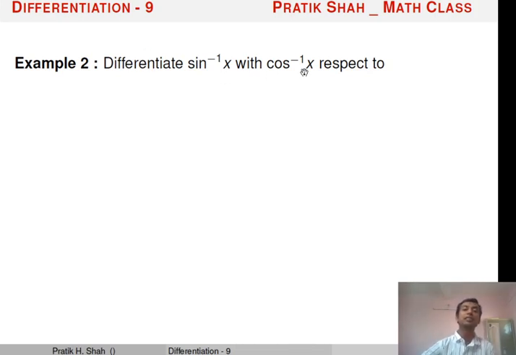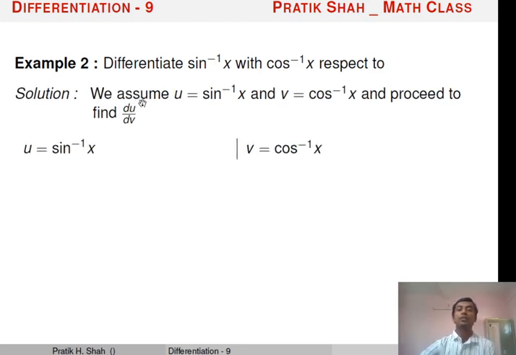Differentiate sine inverse x with respect to cos inverse x. As we have seen, we will assume some variables for both the functions. Say u is equal to sine inverse x and v is equal to cos inverse x, and we proceed to find out du by dv applying the method of parametric equations.